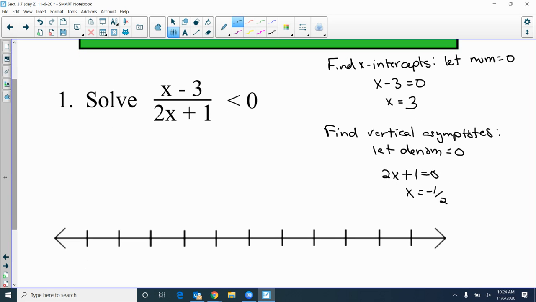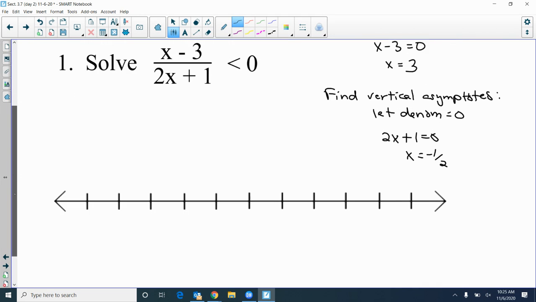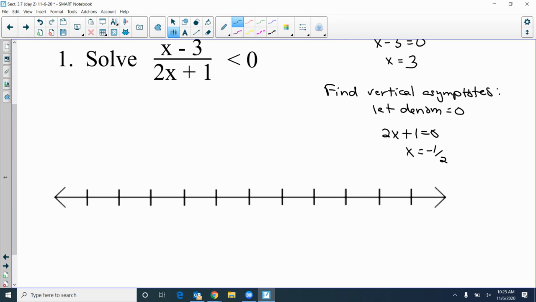All right, now, if it's less than or equal to, then the x-intercept could be a solution. The vertical asymptote can never be a solution. It will never work because it's undefined there. It's not a point, it just separates the graph. So we got to use those to kind of divvy this up.